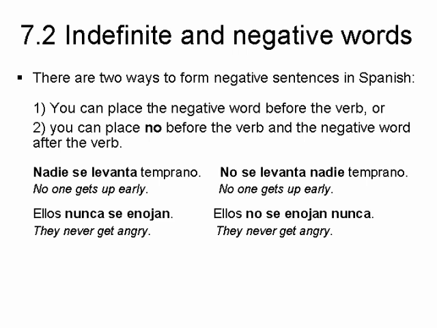Okay? Same thing here with this example, they never get angry. Ellos nunca se enojan. Se enojan is your verb. Your negative word nunca is coming before it. You don't need a no. Okay? The rule is if your negative word comes before the verb, you don't need a no.